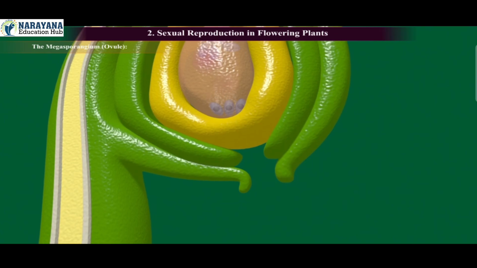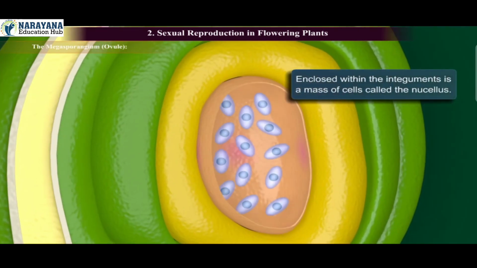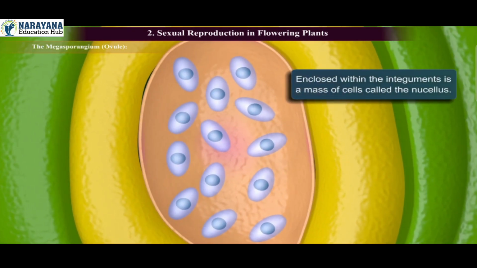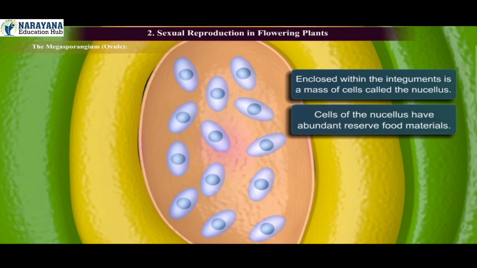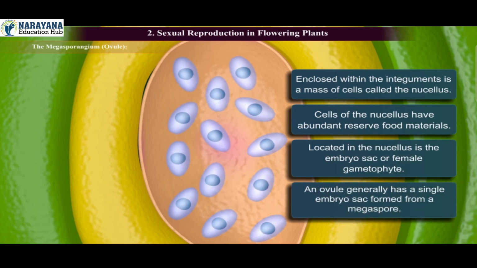Opposite the micropylar end is the chalaza, representing the basal part of the ovule. Enclosed within the integuments is a mass of cells called the nucellus. Cells of the nucellus have abundant reserve food materials. Located in the nucellus is the embryo sac or female gametophyte. An ovule generally has a single embryo sac formed from a megaspore.